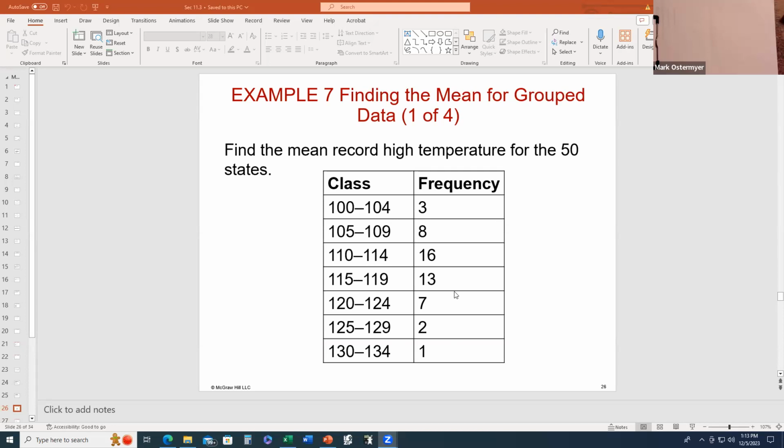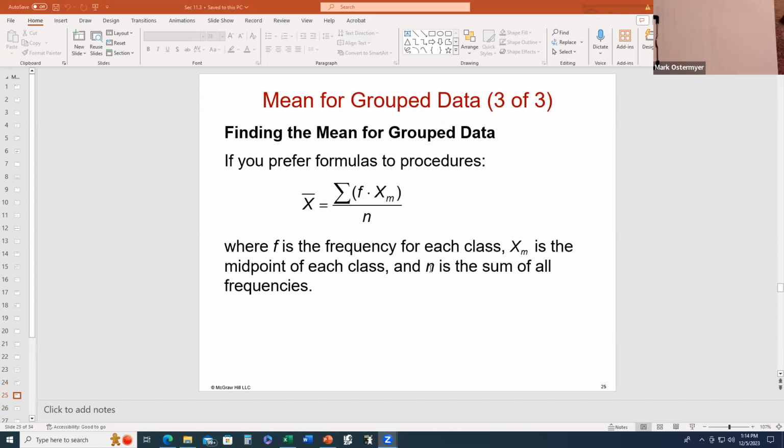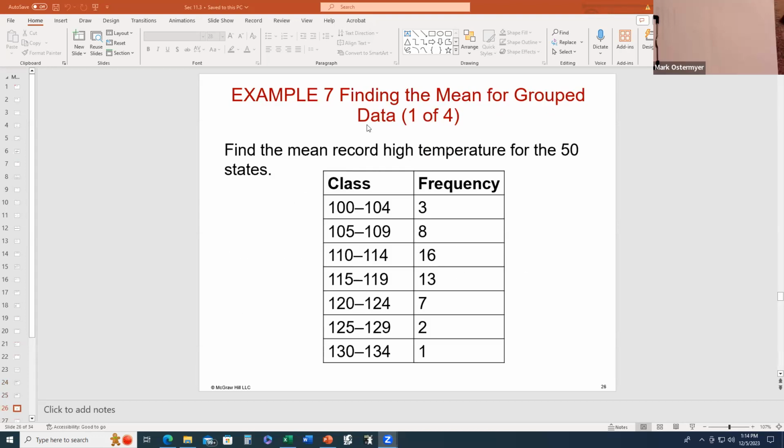Here are some steps. Step 1, compute the midpoint of each class in the grouped data. Then multiply the frequency of each class by the midpoint of that class. Add up all the products from step 2 and divide by the sum of frequencies. So what's all that saying? For one thing, we're going to have to extend this table with another column over here, called the midpoint of our class column, midpoint.